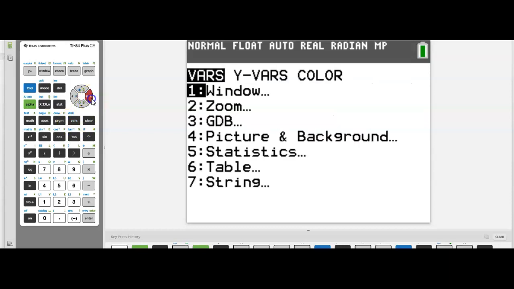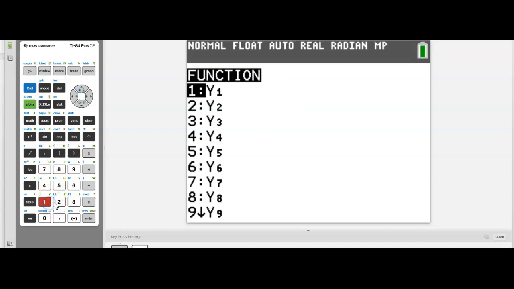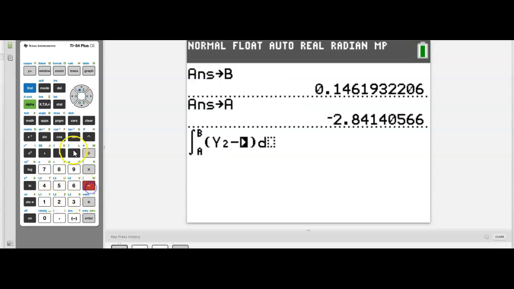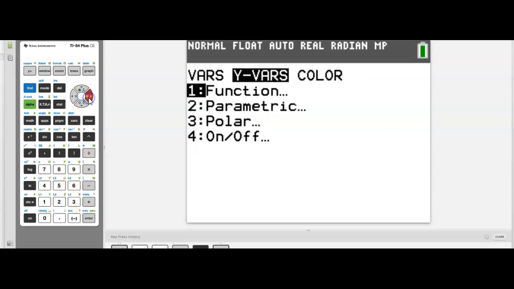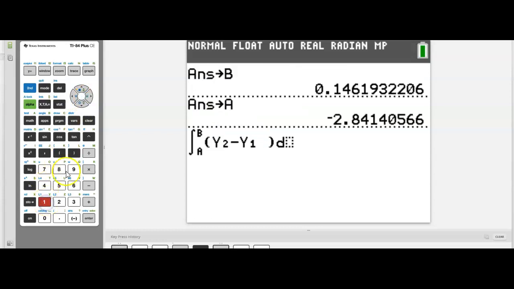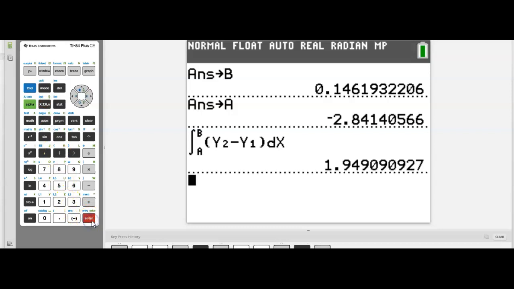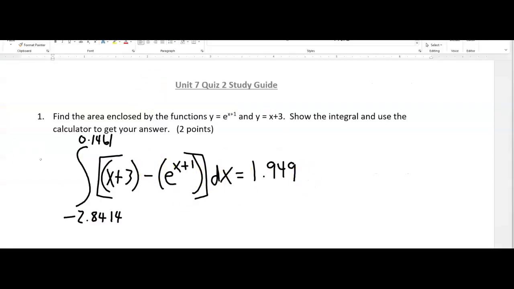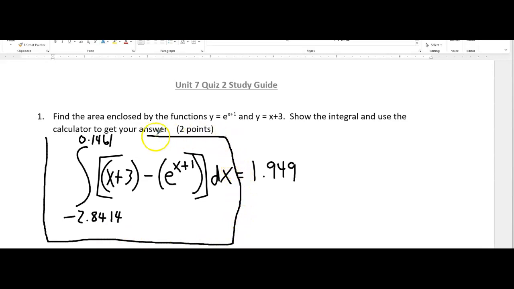So bars, and minus y1, and enter. And there's my final answer. All right, and there's our 2 points. So you get 1 point for the setup, and you get 1 point for the answer.